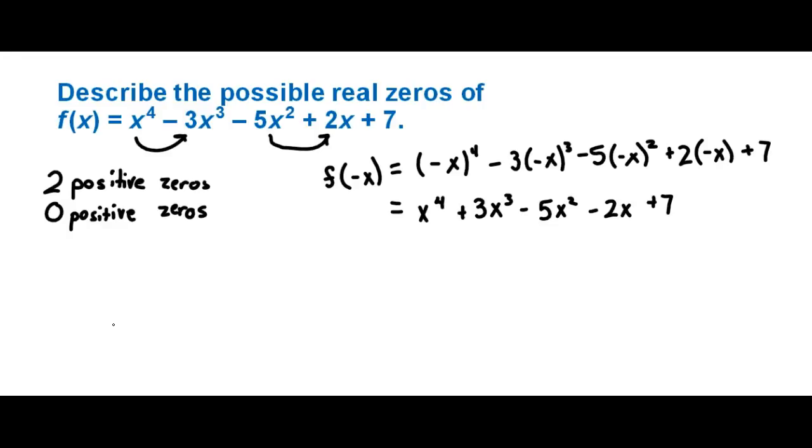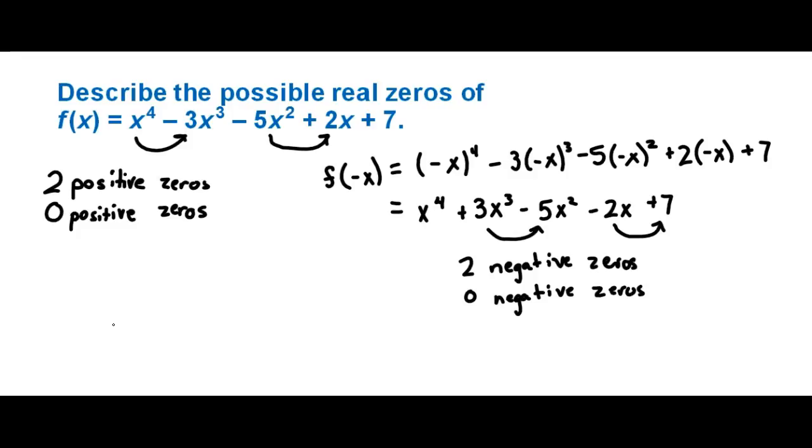So as you can see, we have no sign change from x to the fourth to 3x cubed, but we do have a sign change from positive 3x cubed to negative 5x squared. Again, no sign change from these 2 negative terms, but for the last 2, we do have a sign change from negative to positive. So very similarly to the positive zeros, we could either have 2 negative zeros, or we could have 2 less than that, which is 0 negative zeros, no negative zeros.